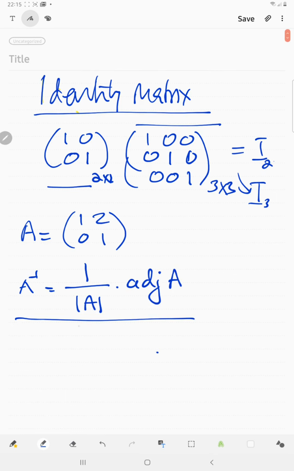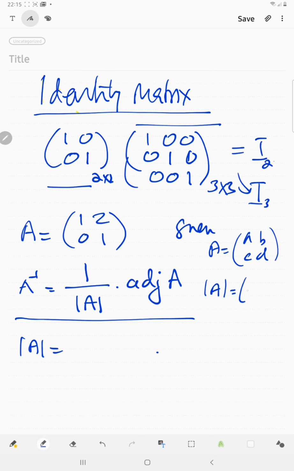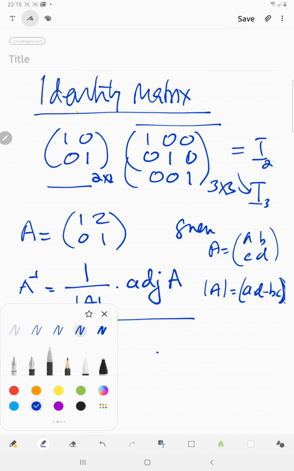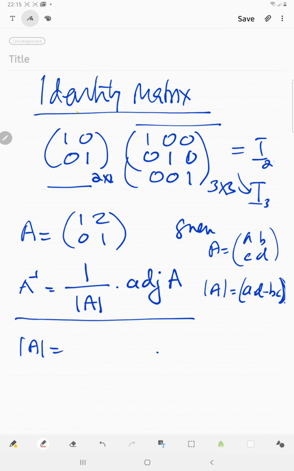Now, to get the modulus of A, given that maybe A is equal to a, b, c, d, the modulus of A is equal to a times d minus b times c. So if we consider this particular matrix, it means I'll say 1 times 1 minus 0 times 2. So that in the process, I can get the value as 1.